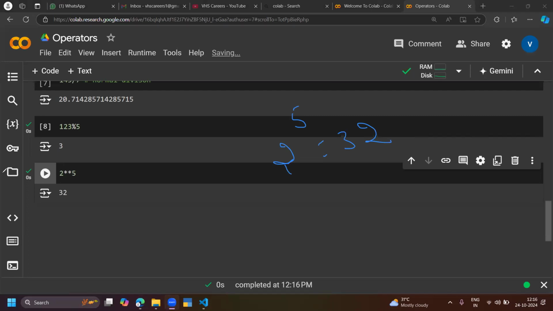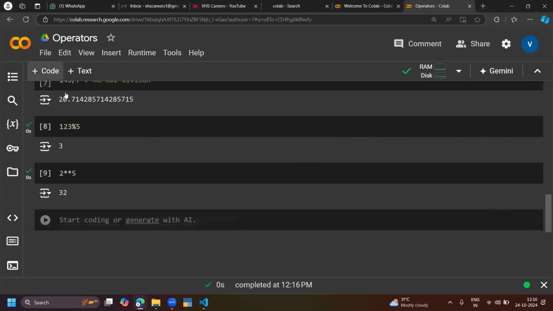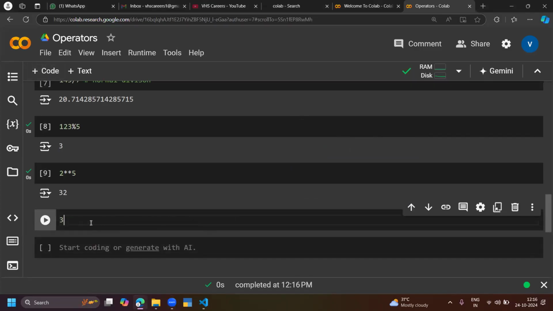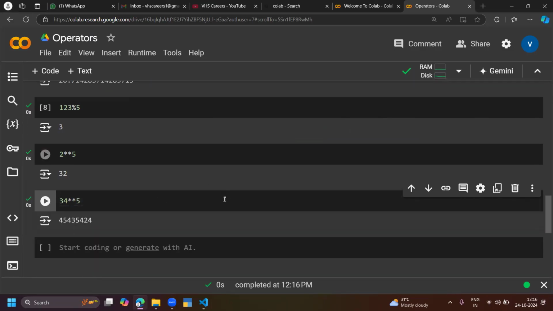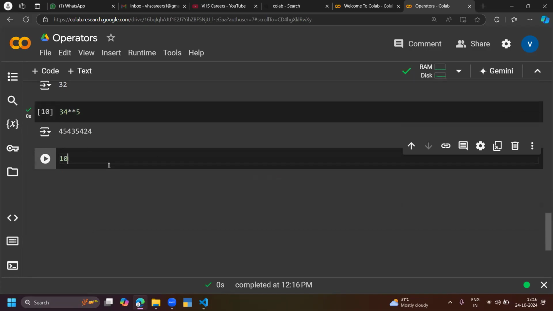Let us try a big number. Just give the code. Let me try 34 to the power of 5, which is a big number. Okay, 10 to the power of 4 is 10,000. So in this way, you can work with arithmetic operators.